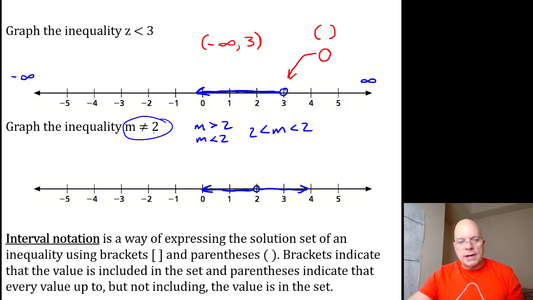The solution set for an inequality like m is not equal to 2 requires 2 intervals. We see that this arrow goes infinitely to the left, so m could be -infinity at the least, which always gets parentheses, all the way up to +2, but not including +2. And then it can go from +2, again not including +2, all the way up to positive infinity as the arrow goes to the right. So that solution set requires 2 intervals.